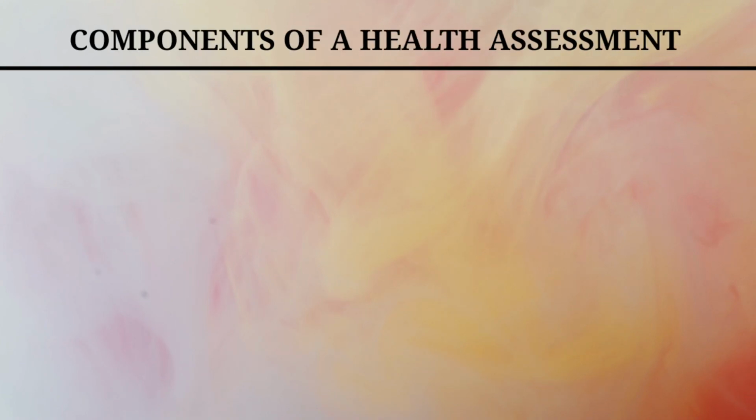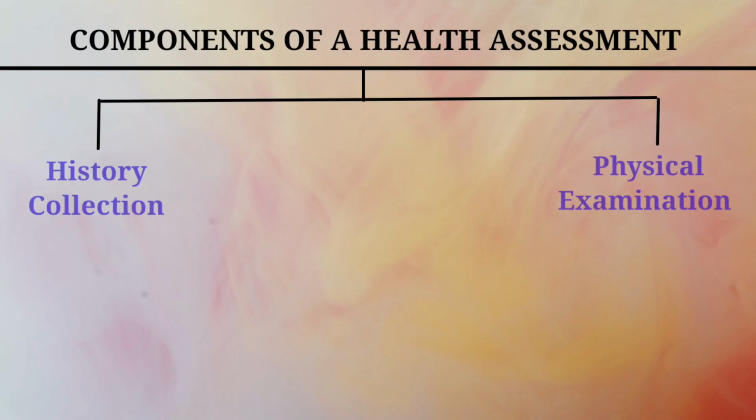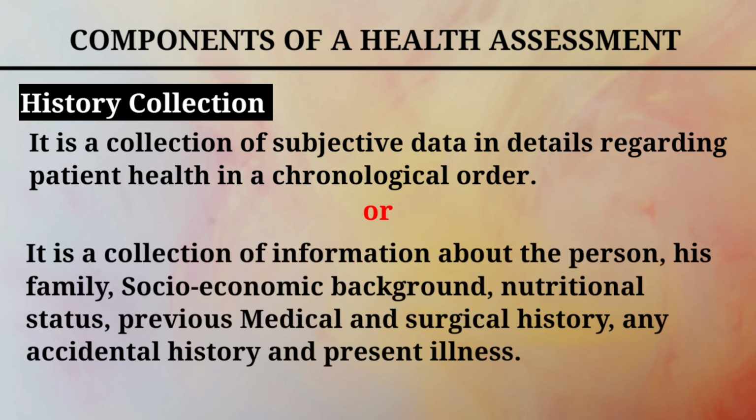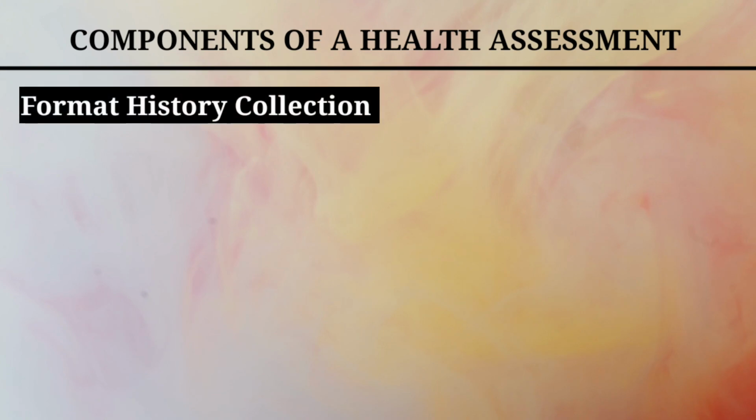Next, come to the components of health assessment. There are two components of health assessment. Number 1, history collection and number 2, physical examination. Now we will learn about the history collection. It is a collection of subjective data in detail regarding the patient's health in chronological order, or it is a collection of information about the person, his family, socio-economic background, nutritional status, previous medical and surgical history, any accidental history and present illness.